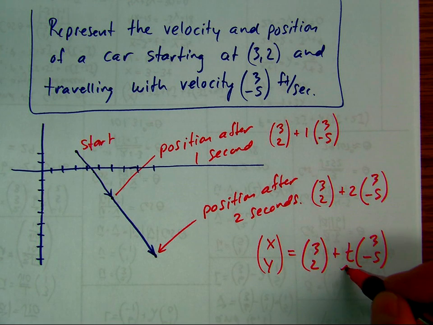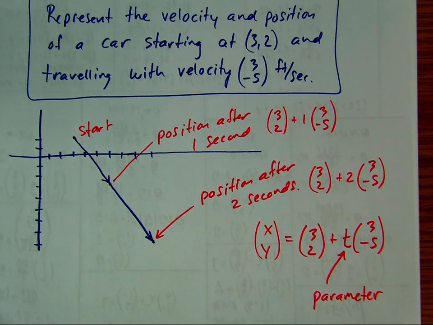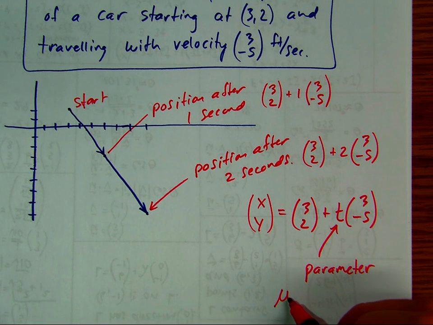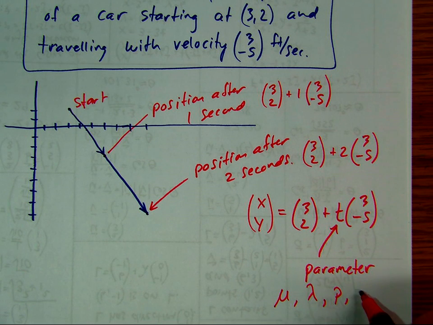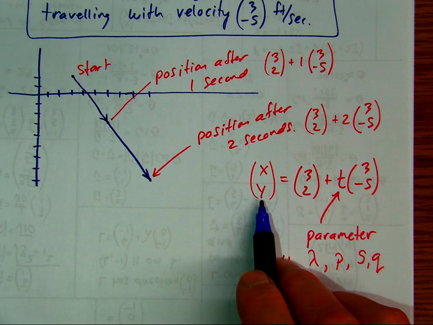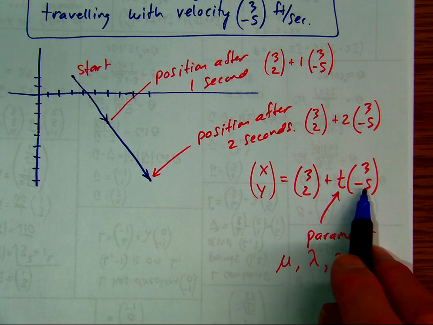This t is called a parameter. T is the parameter. Common parameter variables are t, mu, lambda, p, s, q. So these are some common letters used for parameters. And we're just going to have any point on the path is equal to the start plus some multiple of the velocity.